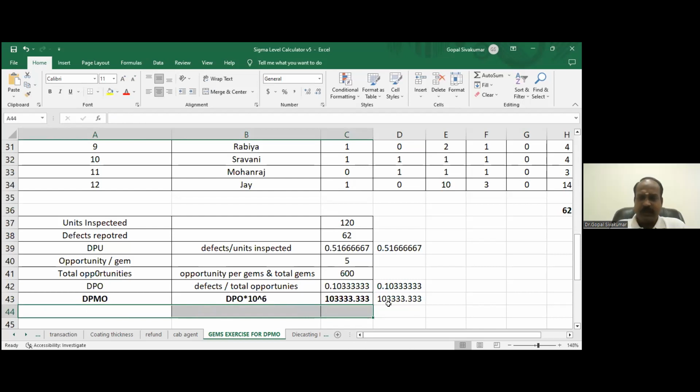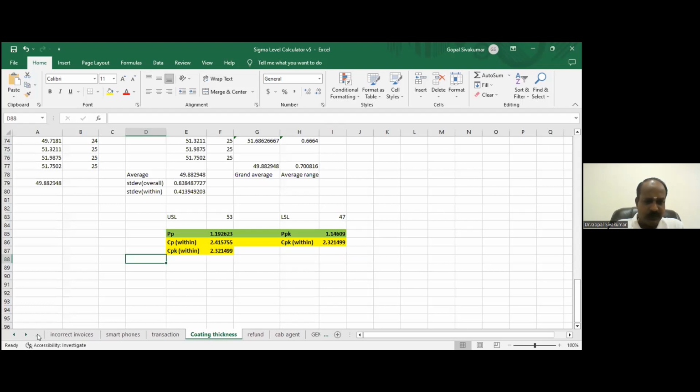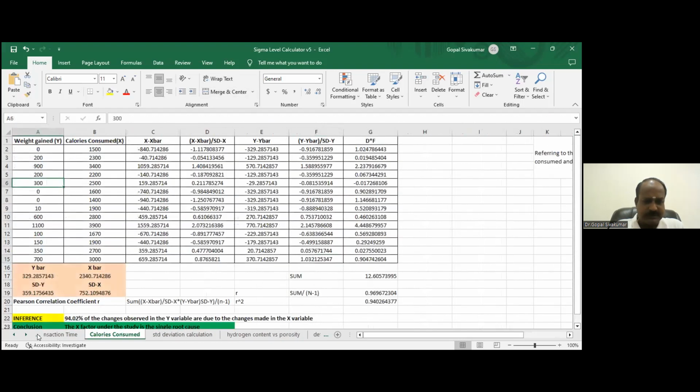If DPMO is found to be less than 3.4, then the performance is considered Six Sigma performance. In this case, look at the DPMO. How much is it? 1,03,333. This is very high compared to Six Sigma performance. Let us convert this DPMO into Sigma level. For that, I am going to the other part of this Excel file.